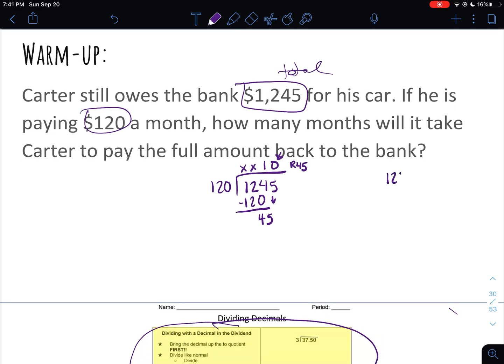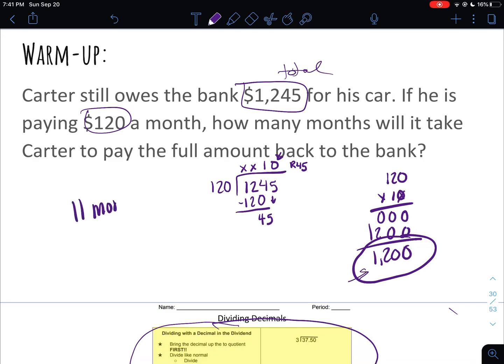So if he would pay $120 for 10 months, how much would he pay back? I'm going to multiply to figure that out. So 0, 0, 0, 0, 2, 1. If he pays for 10 months, he only pays back $1,200. So he is short money. So he actually has to wait to 11 months to pay off his full car.